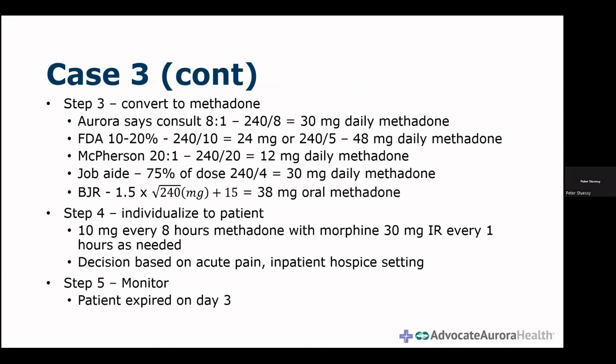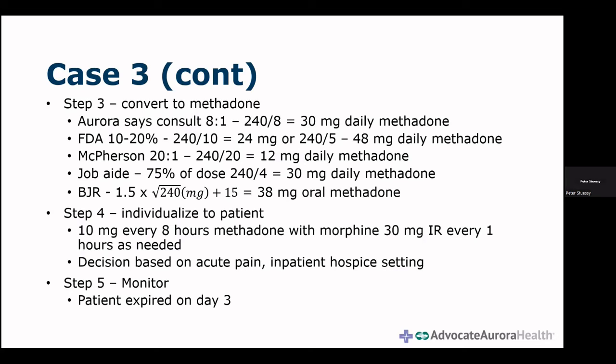So converting to methadone, going through our same calculations here. We have 30 of daily methadone here for the Aurora conversion table. FDA says 10 to 20%. McPherson says, okay, they're over 65. You should use 20 to 1 on anybody over 65. So they're saying 12. So we have some variability, definitely, in the conversions on this particular patient.